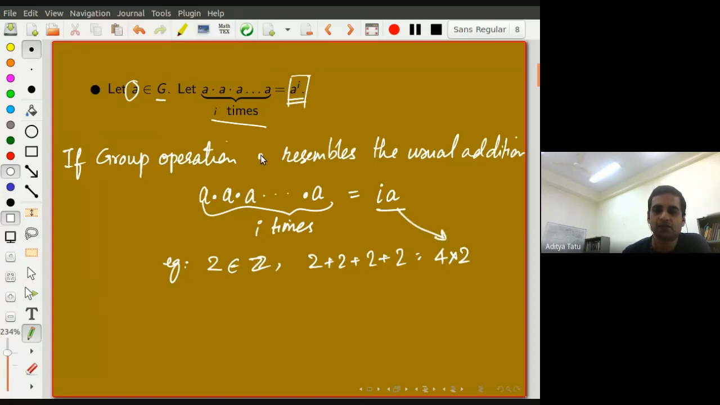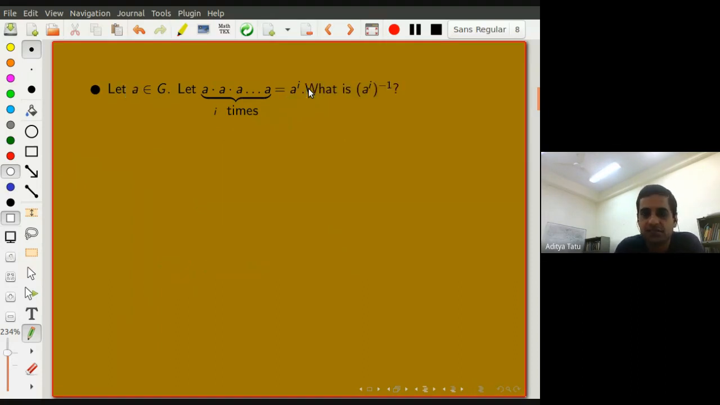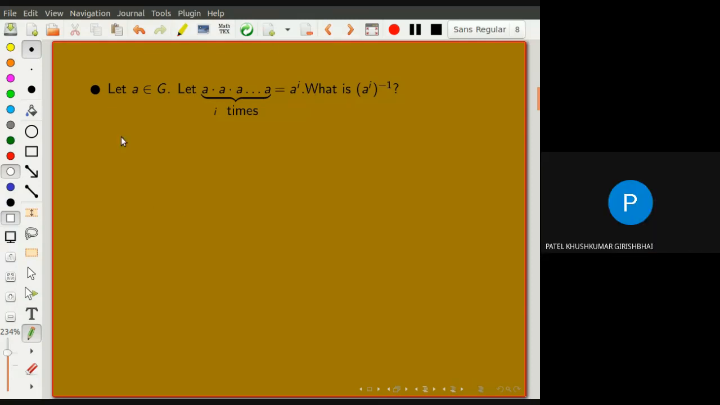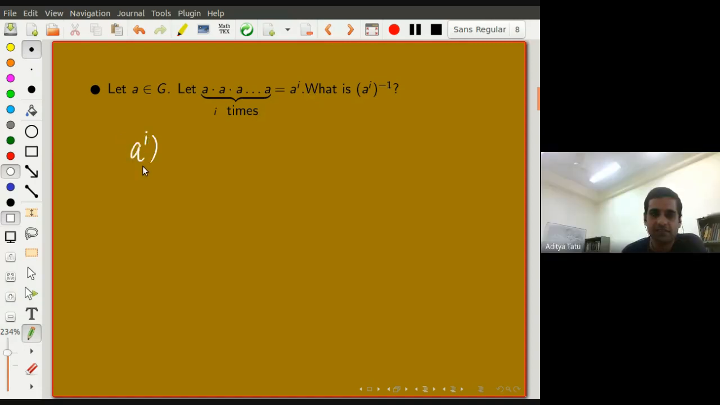Whereas if the group operation resembles multiplication, or if it is just abstract, you usually refer to A operated on itself i times as A to the power i. Okay, so I hope this is clear. The question is, what is the inverse of this element A to the power i? A inverse raised to power i. Why is that the case?